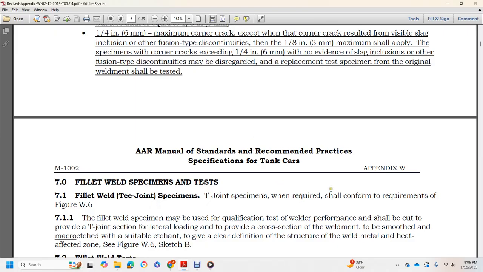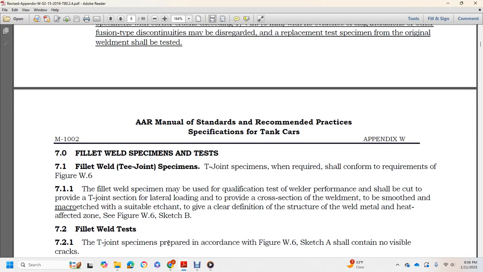T-joint specimens, when required, shall conform with the requirements of Figure W6. The fillet welds shall be made with the qualification testing weld. The performance specimen shall be cut into the provided T-section. The T-joint section lateral loading provided cross-section over the weld is meant to be smooth. Macro etched with suitable etchant to give clear definition and structure of the weld metal and heat affected zone. See Figure W6 Sketch B.